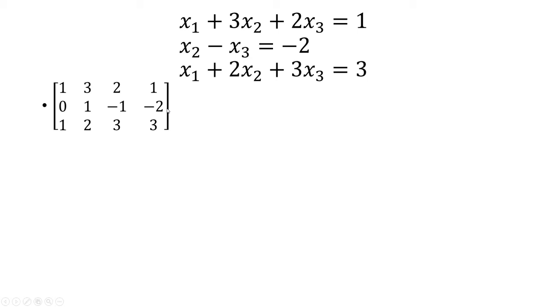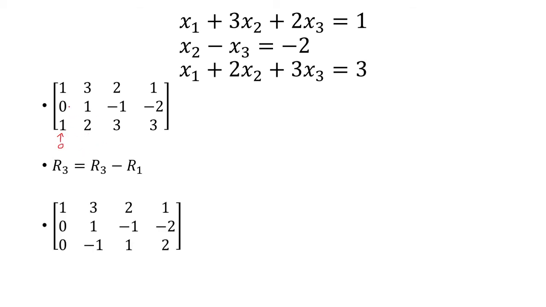Now my goal is to row reduce this. So I'm going to take the third row and subtract the first row from it. The idea here is to make this 0. 1 minus 1 is 0. 2 minus 3 is negative 1. 3 minus 2 is 1. 3 minus 1 is 2. The other two rows I leave alone. I don't touch them.